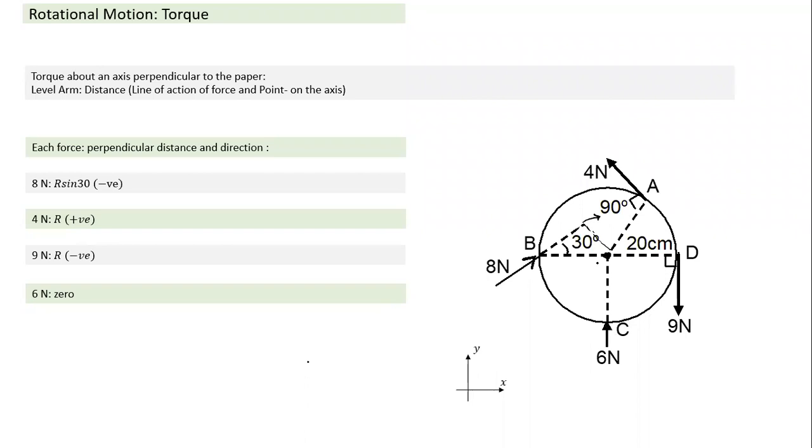That perpendicular distance is zero. The line of action of the force is passing through the point C. So it is like zero torque.